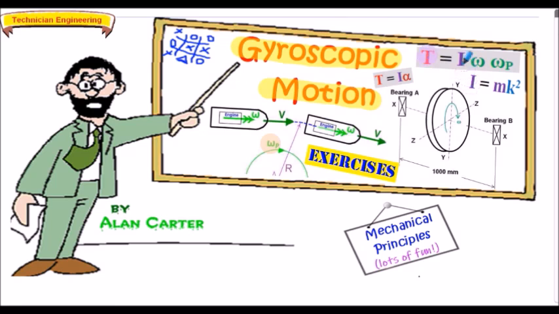T is equal to I multiplied by omega multiplied by omega p, where omega is the angular velocity and I is the moment of inertia. I is mk squared. In this presentation we're going to use that knowledge and now consider an array of exercises in which we will be calculating gyroscopic couples or gyroscopic torques. It is assumed you've seen the previous introductory presentation before reviewing these exercises.